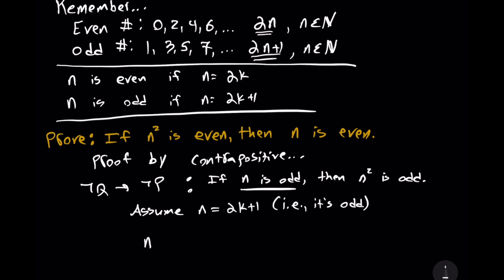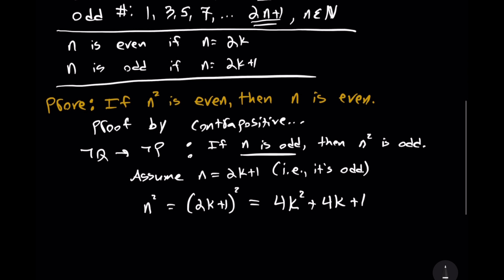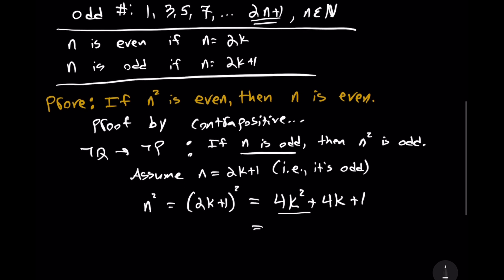So we have n squared. That would equal 2k plus 1, quantity squared. What would that equal? It would equal 4k squared plus 4k plus 1. So let's work with this expression here. We can rewrite that as 2 parentheses 2k squared plus 2k, close parentheses, plus 1.